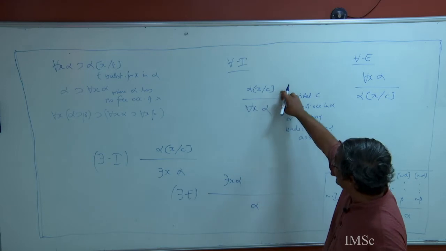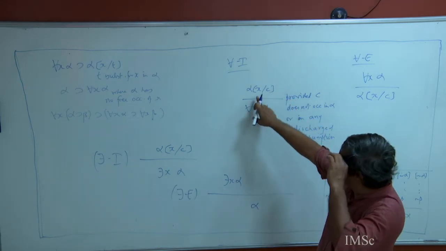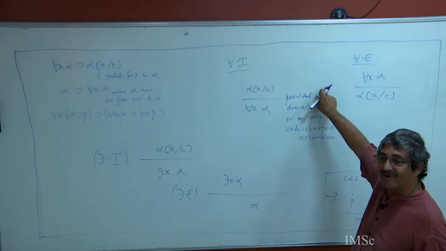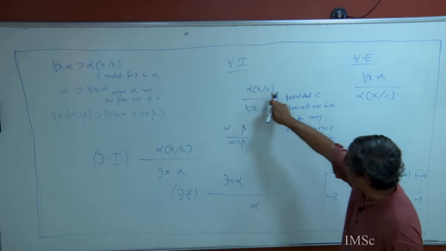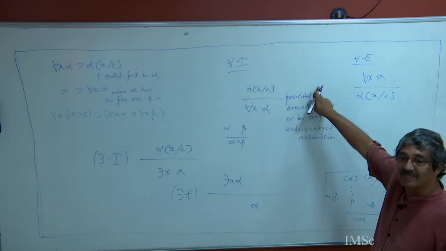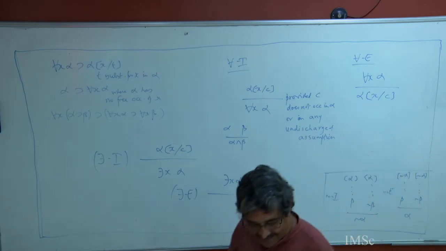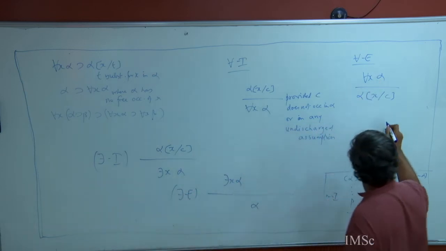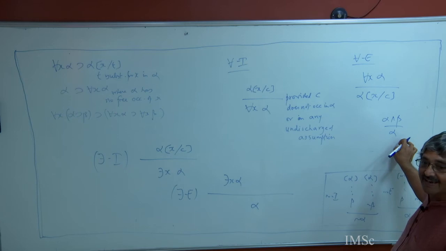So for all introduction is like conjunction introduction. If you think of this as a whole lot of premises, what is and introduction? Alpha, beta, alpha and beta. So this one actually stands for lots of premises. And similarly, and elimination looks like this for one of them.